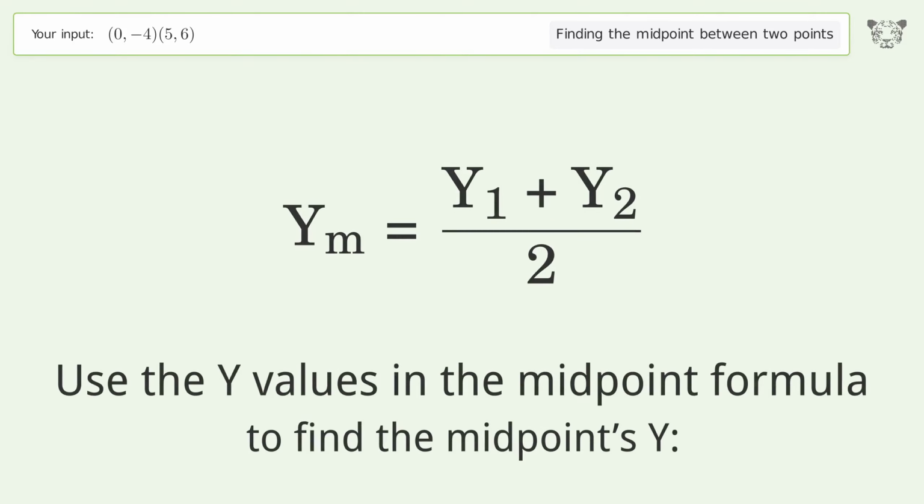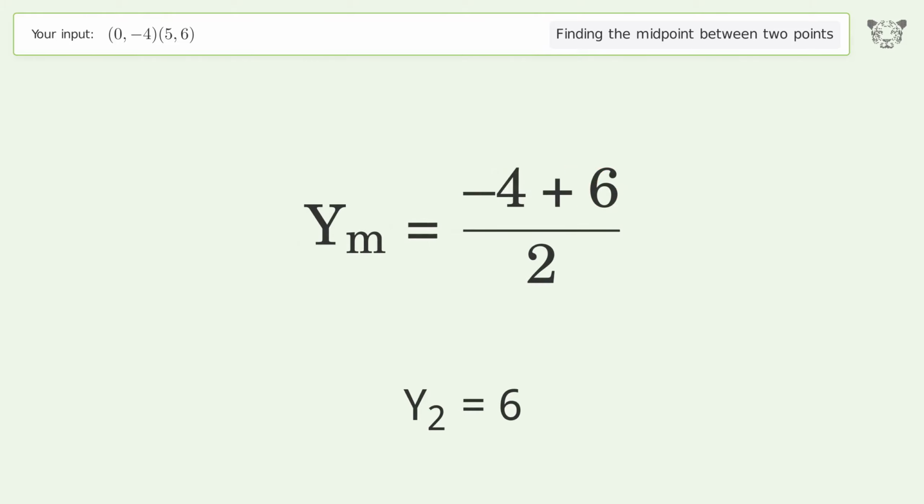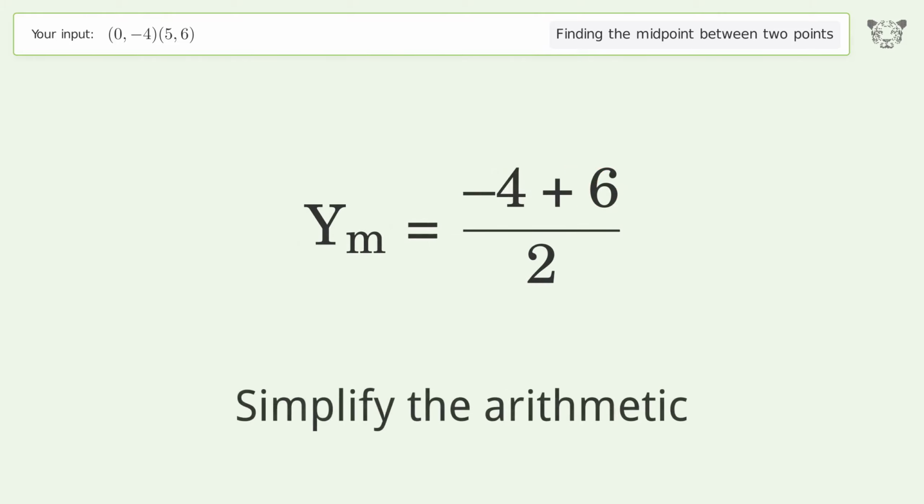Use the y values in the midpoint formula to find the midpoint's y. y1 equals -4. y2 equals 6. Simplify the arithmetic.